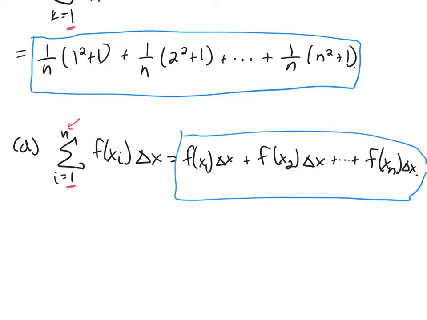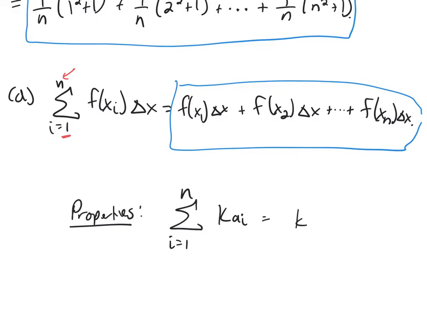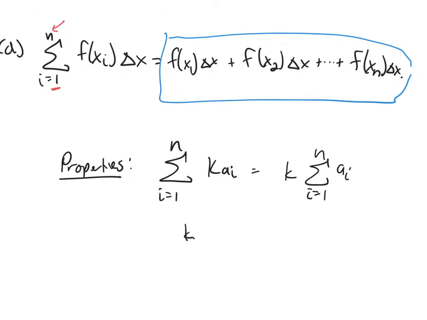So the last thing we're going to do in this video is go over the properties of our summation notation. So if I have the sum from i equals 1 to n of k times ai, and k is just a constant, you can pull it out. So I'll say k is a constant. You can pull it out of a summation.